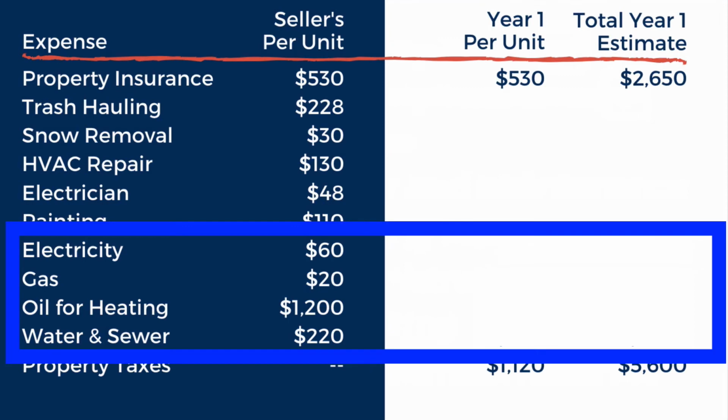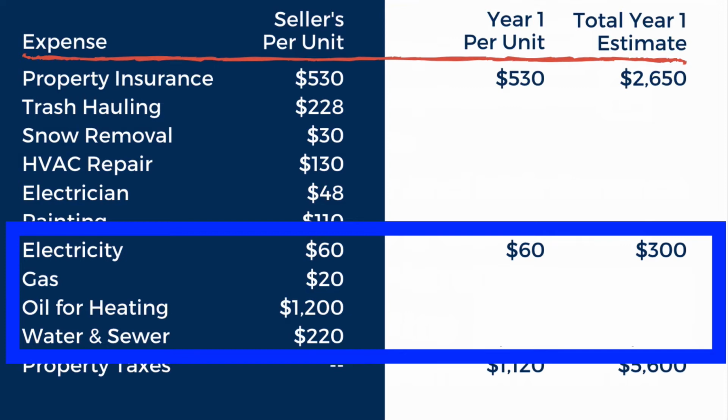For electricity, the seller indicated they pay about $60 per unit per year. That seems low, but that very well could be for 1 or 2 common area lights. I have no reason to believe otherwise. I'm going to use their number here. And that's something you can try to verify with the utility provider or by looking at the seller's electricity bill. And you can get into all that after you put the property under agreement. But this is what I'm going to go with for now.